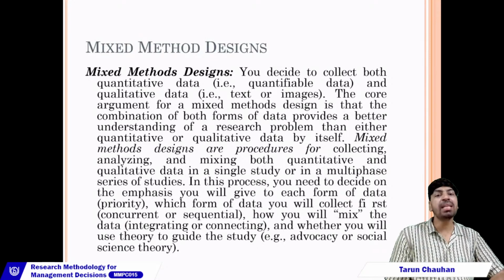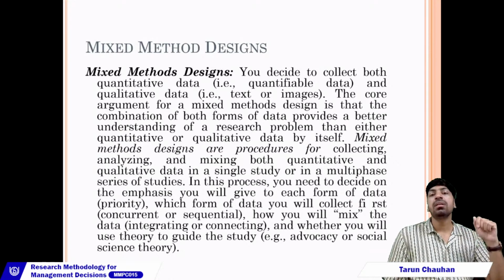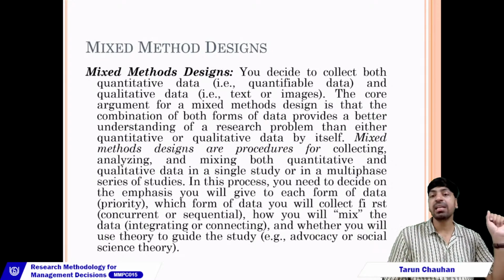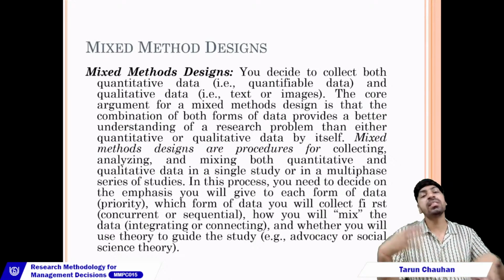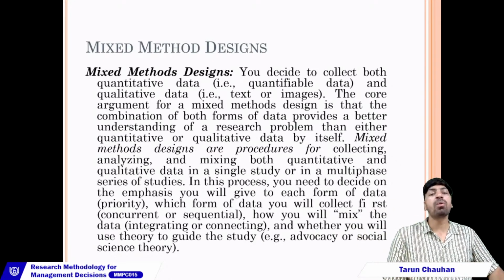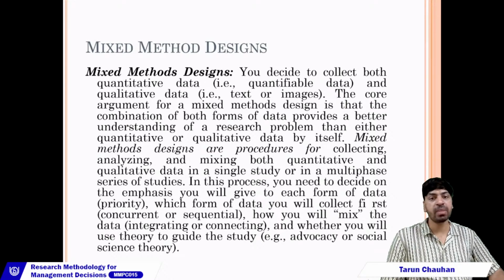Next one is mixed method design. When we talk about mixed method design, it is a combination of quantitative and qualitative methods. A particular investigator first decides whether to use quantitative, qualitative, or both. So when a researcher has decided to use both, a combination of quantitative and qualitative methods, that's called the mixed methods design.